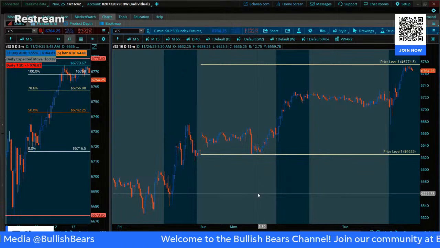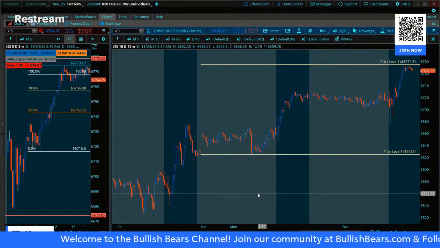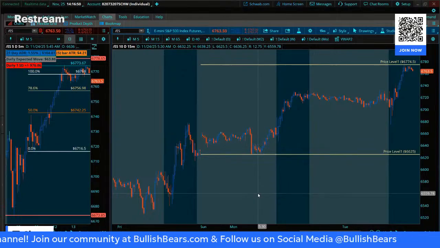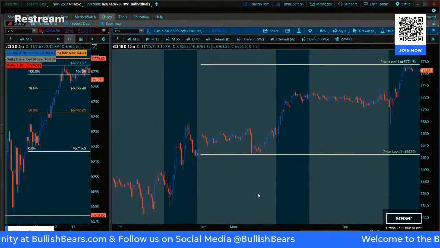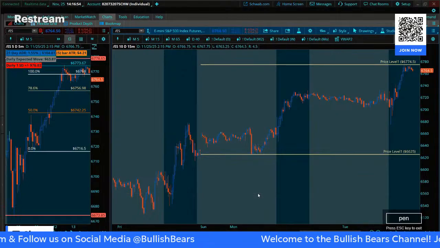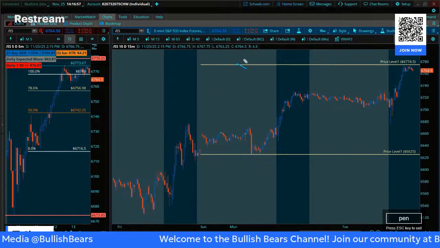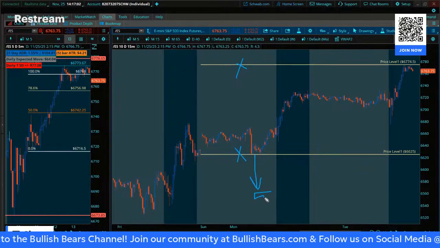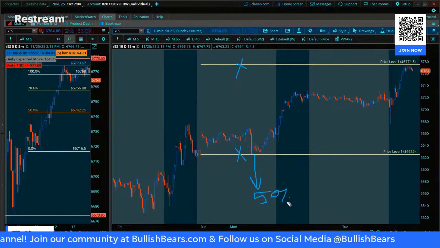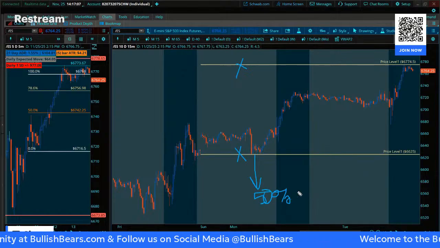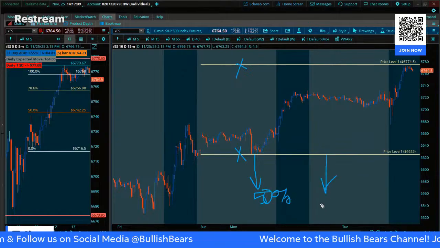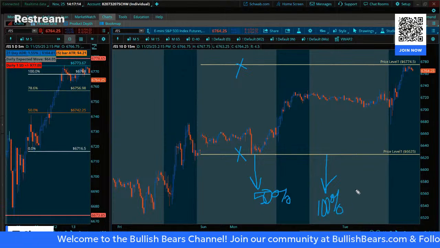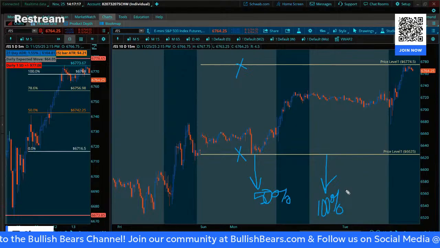So when the textbooks talk about having a range and measuring a range and then projecting away from that range with a measured move, the textbooks will talk about 50%. So measuring this distance and expanding in one direction by 50%, and then going the same direction 100%. Every single textbook out there has covered that concept.